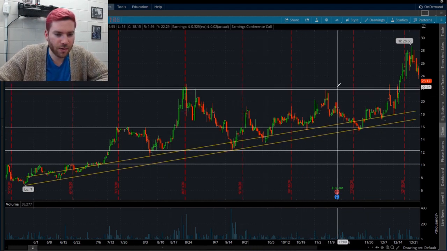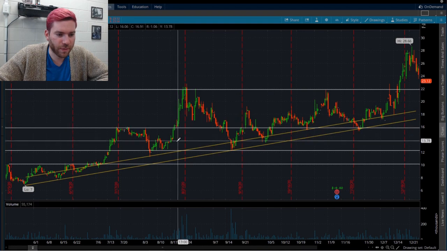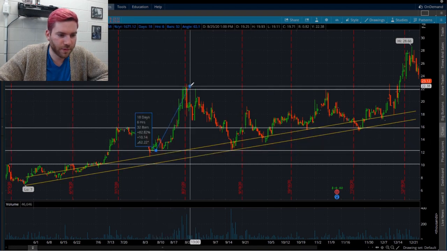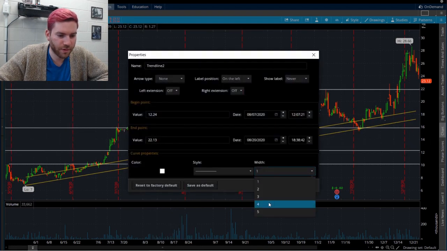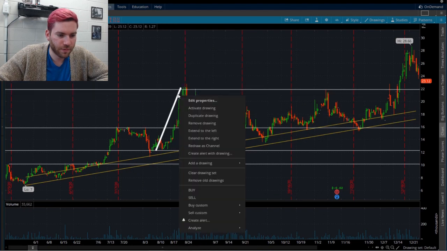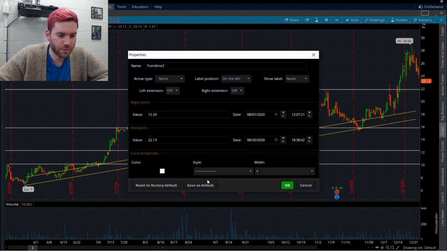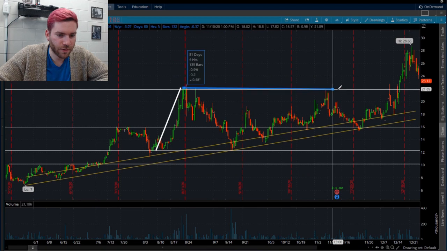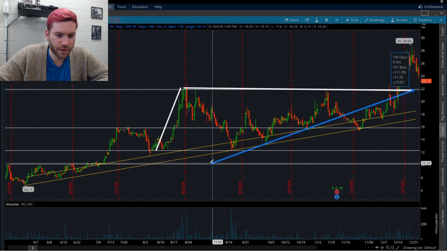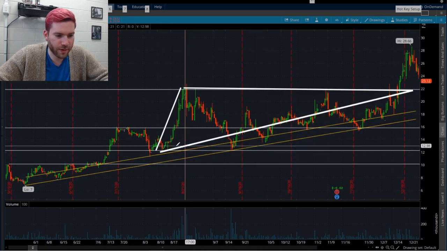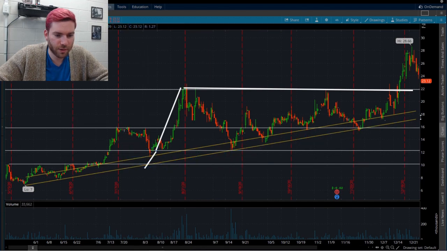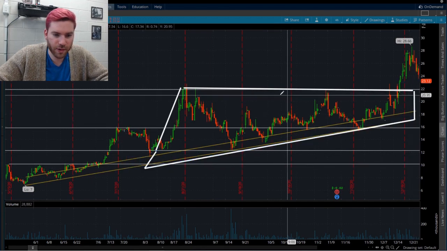And here is our ascending triangle forming. You may not see it, but again, from here up, we'll make this a little bit thicker. Here up. Here over. And down. So as you can see, we have this ascending triangle, and again, you can make it a little bit longer. So this is our ascending triangle right here.